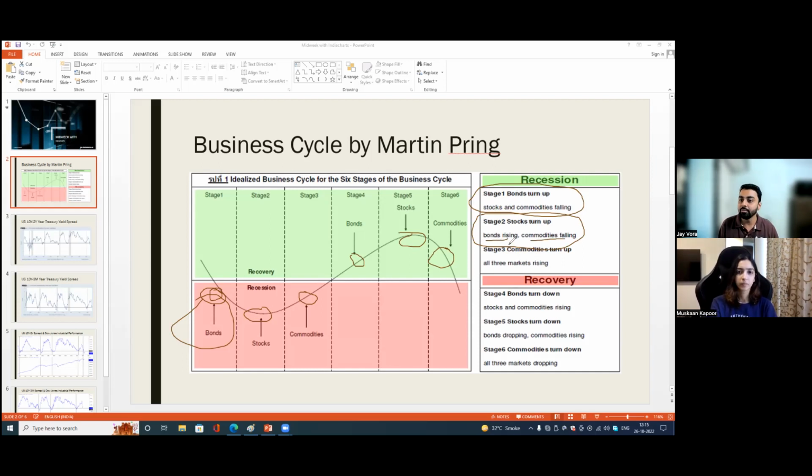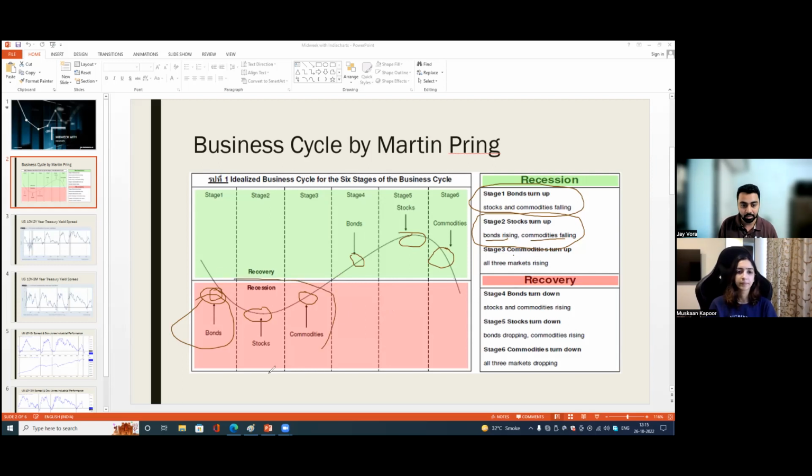And in stage three, everything starts moving higher because commodity makes a bottom in stage three. So the bond prices are rising, the equity market is rising, and the commodity prices are rising. This is where we come out of the recessionary phase, and then we start coming into a recovery phase.